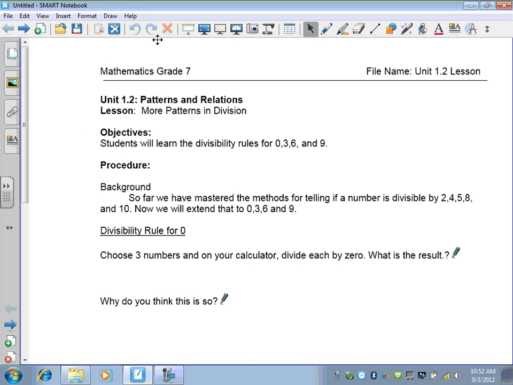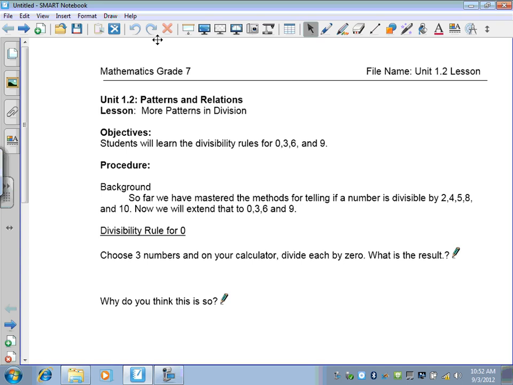Welcome to Lesson 1.2, Patterns and Relations. This lesson is going to continue on the patterns in division. You're going to learn the divisibility rules for 0, 3, 6, and 9. So far, we've mastered the methods for telling if a number is divisible by 2, 4, 5, 8, and 10. So now we're just going to extend that to the other numbers.